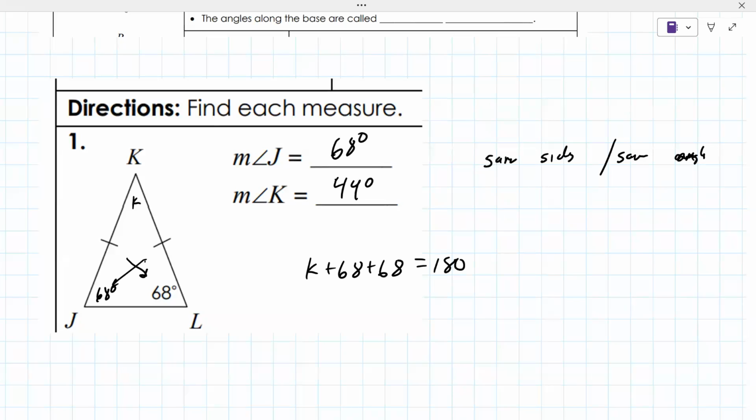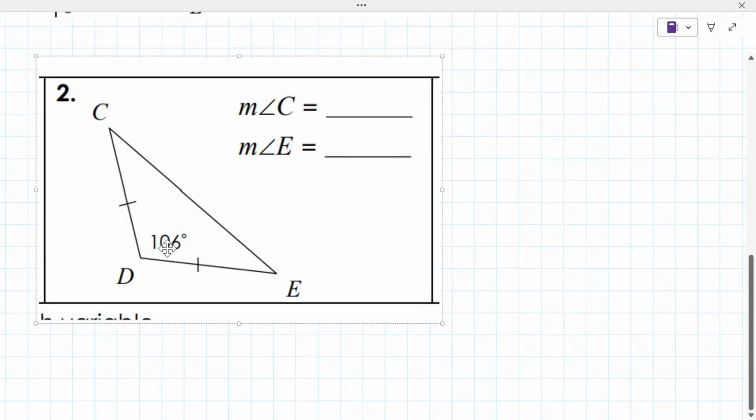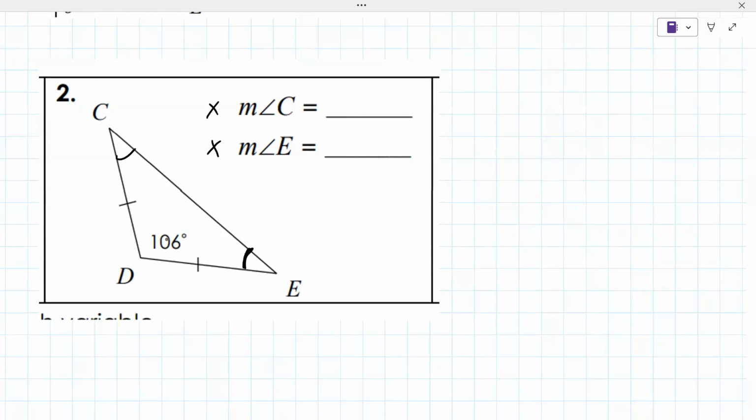The other style is where they give you what's called the vertex angle, the one that's not congruent to the others. That's in problem number two. So in problem number two, this angle is the vertex angle. So C and E are congruent, whatever they are. You can call them X and X, using the fact that the three angles add to 180. So what we can do here is get 180 subtracted by 106 and then divide that number by 2.